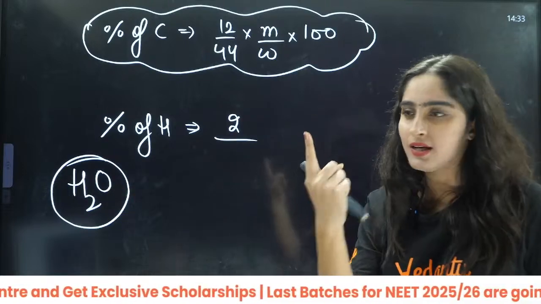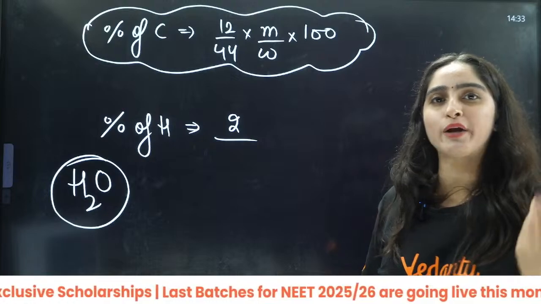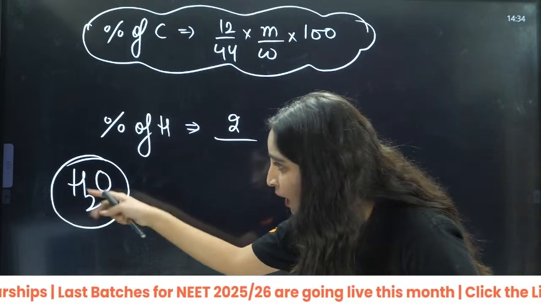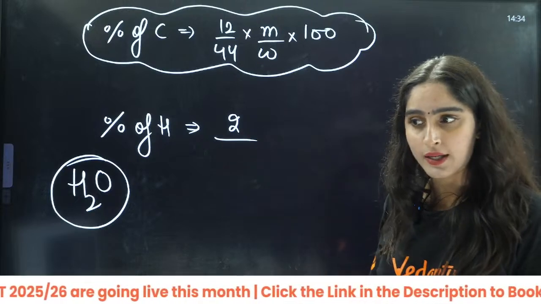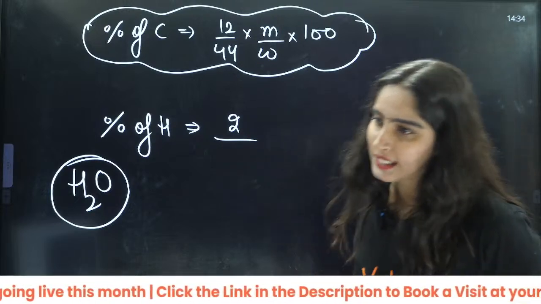It's not like, ma'am, the molar mass of hydrogen is 1. Beta, in that compound there are 2 hydrogens present. That is why 2 multiplied by 1, that is 2. Okay, thank you, beta.